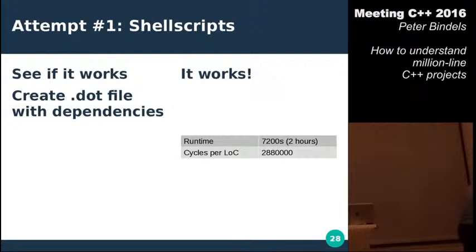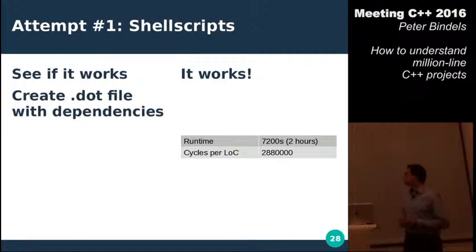I hack together a bunch of shell scripts, read all the code, and that works. It gets the result that I get. It shows me the information I wanted. It shows me the dependencies we have. But it takes 2 hours to run. I mean, it's no C++. So taking that to cycles per line of code, that means I'm spending 3 million cycles per line of code. Well, this is just too slow to be usable.